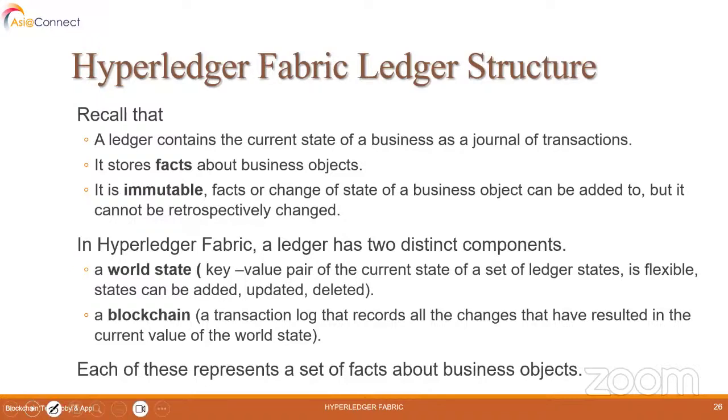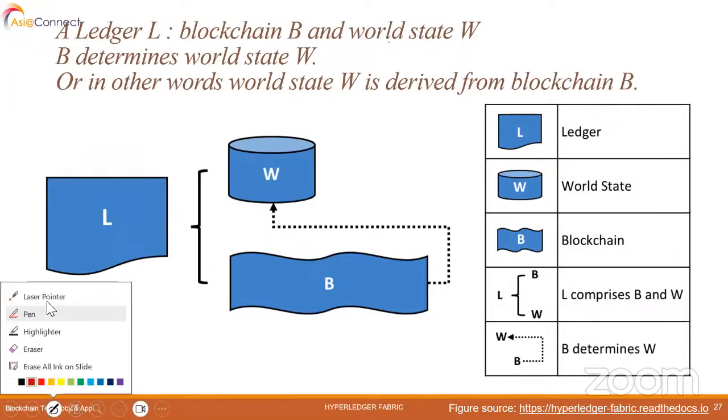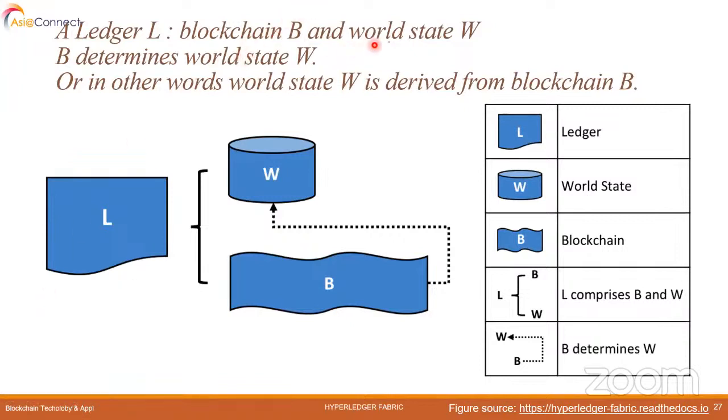The type. What is a ledger in here? A ledger in a Hyperledger Fabric network is a blockchain B and a world state. As you can see here, you have a blockchain B and a world state. So B determines the world state. In other words, the world state is derived from the blockchain B.